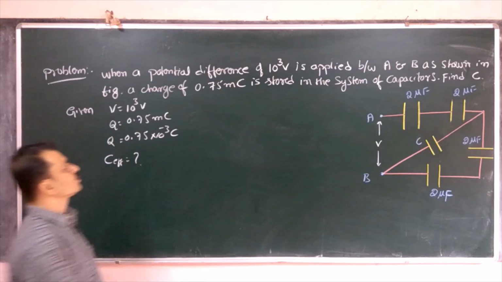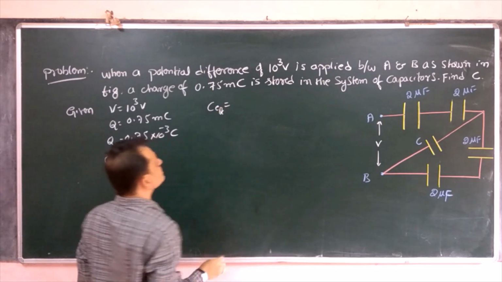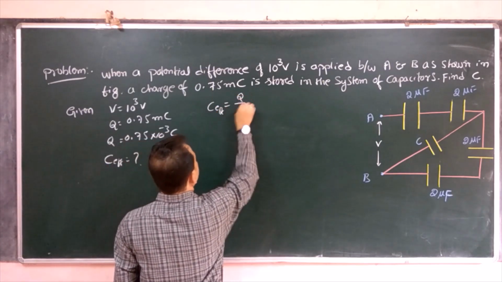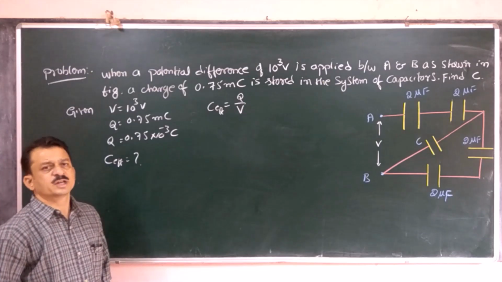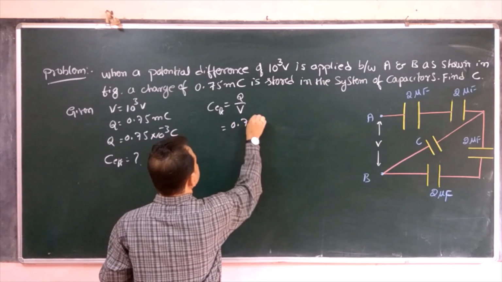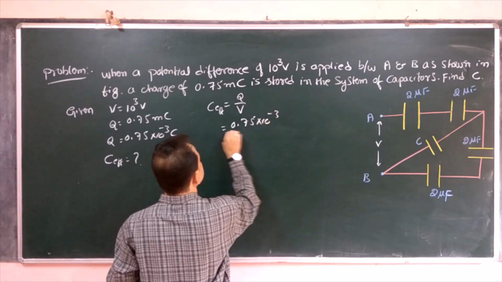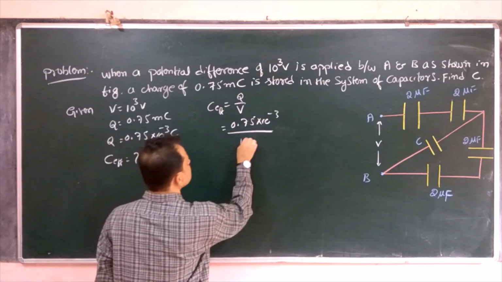calculate what is C. We know that the effective capacitance C is equal to Q by V, simple formula. It is the total charge divided by the total voltage applied. Now total charge is given, 0.75 into 10 to the power of minus 3 divided by what is the voltage applied? It is 10 to the power of plus 3.